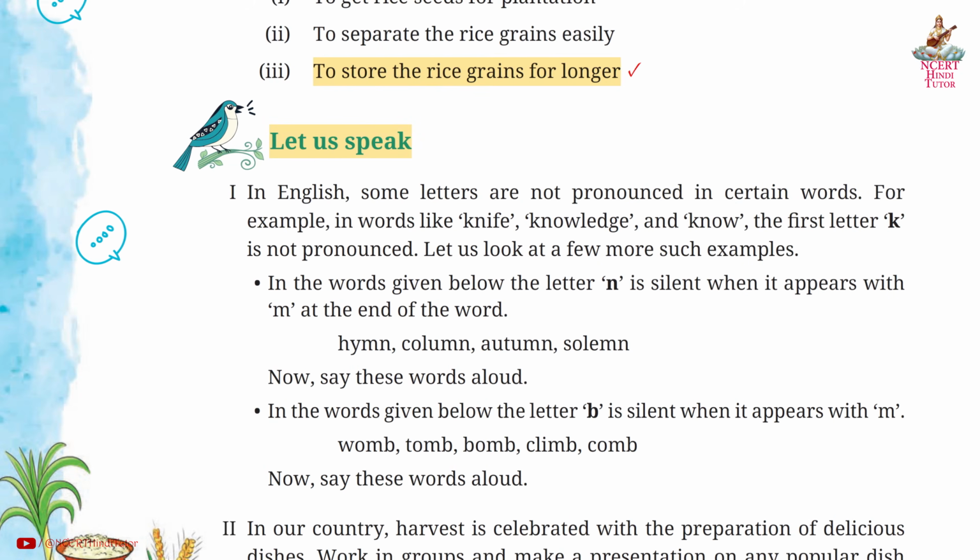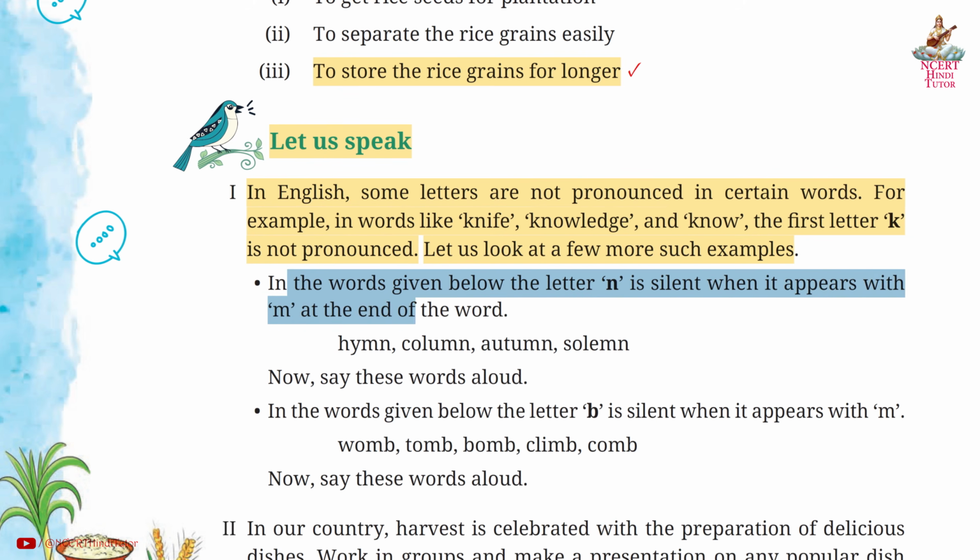Next, let us speak first in English. Some letters are not pronounced in certain words. For example, in words like knife, knowledge, and know, the first letter K is not pronounced. Let us look at a few more such examples. In the words given below, the letter N is silent when it appears with M at the end of the word. Hymn, column, autumn, solemn.